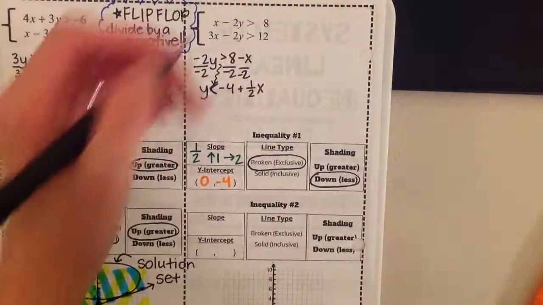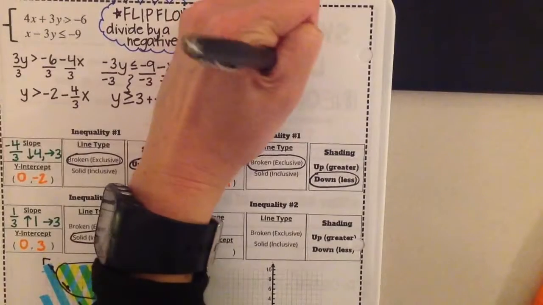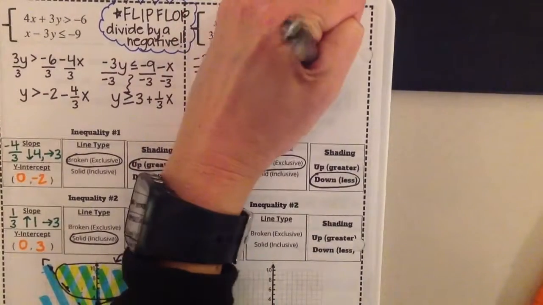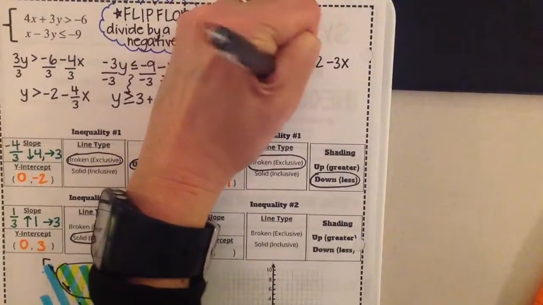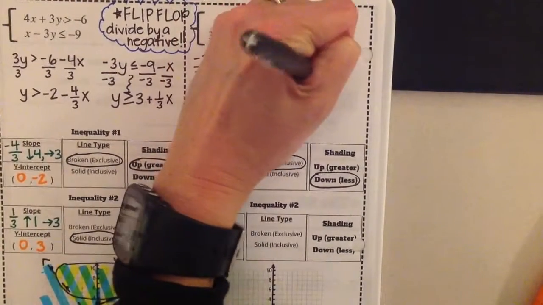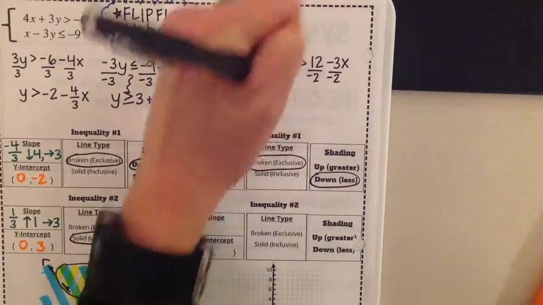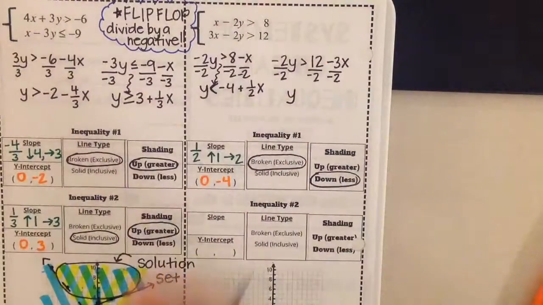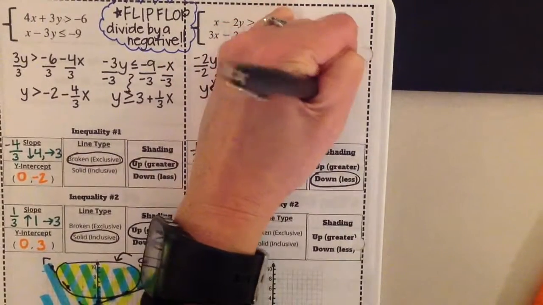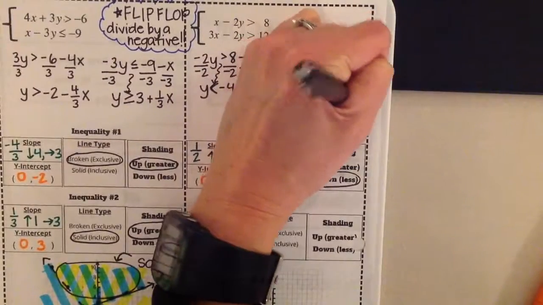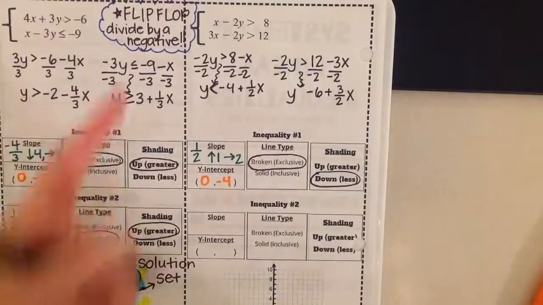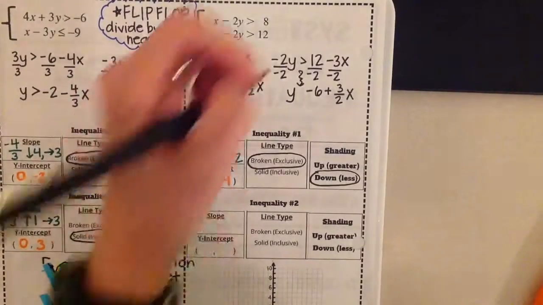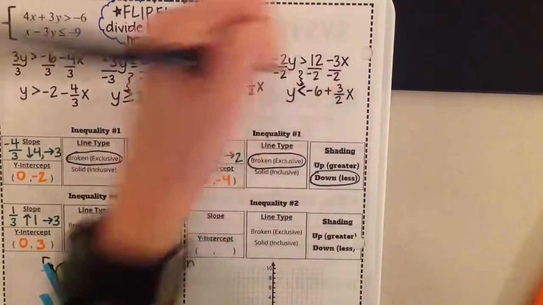And now we're going to rearrange inequality number 2. So I'm going to have negative 2y is greater than 12 minus 3x, and I'm going to divide by negative 2 all the way across so that I get my y equals mx plus b format. And I'm going to have negative 6 plus 3/2 x. And since I divided by negative, that tells me I'm going to flip-flop my sign. So my sign is going to now become a less than sign.